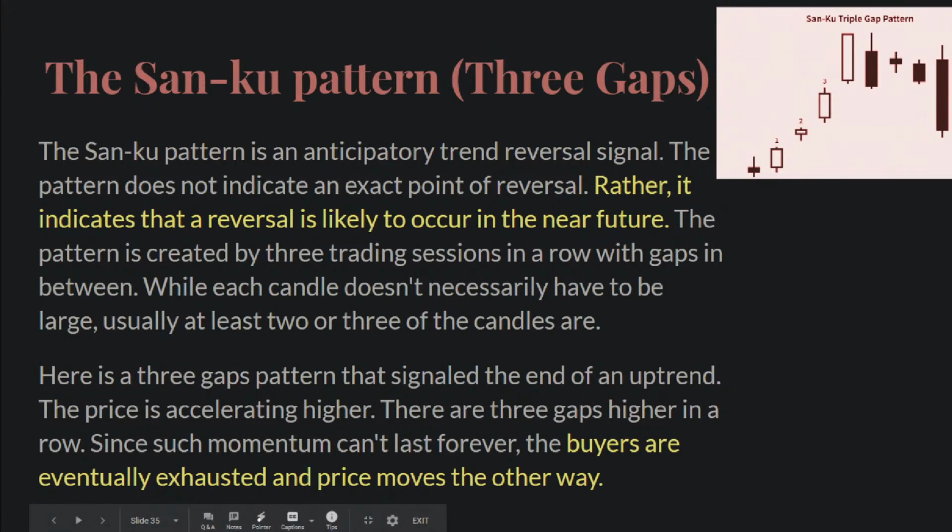The pattern is created with 3 trading sessions in a row with gaps in between. So as we can see on here, we've got our first trading session with a gap to the next trading session, then a gap again to the third. While each candle doesn't necessarily have to be large, usually at least 2 or 3 candles are. Here's a 3 gaps pattern that is signaled at the end of an uptrend. The price is accelerating higher, with 3 gaps higher in a row, such momentum can't last forever. The buyers are eventually exhausted, and the price moves the other way.